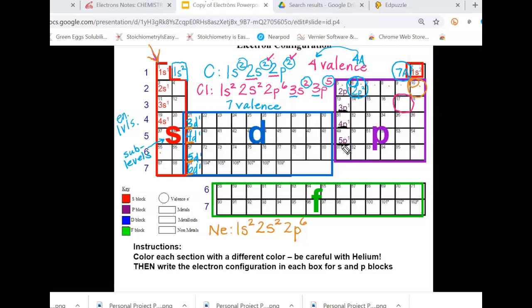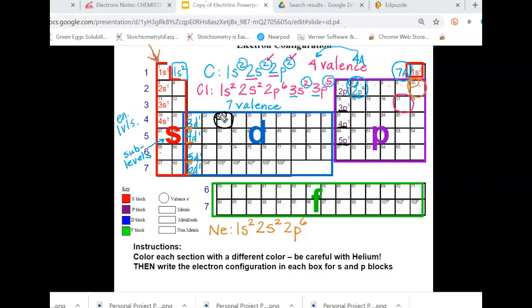So let's try one here. Let's go ahead and try vanadium. And vanadium is located right here, number 23 on the periodic table. So that means we have 23 electrons we need to show.